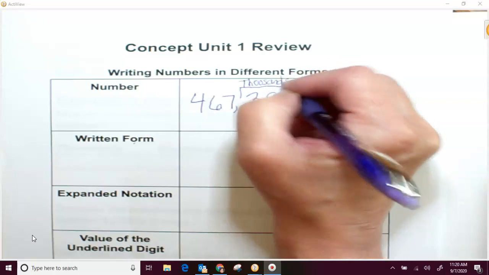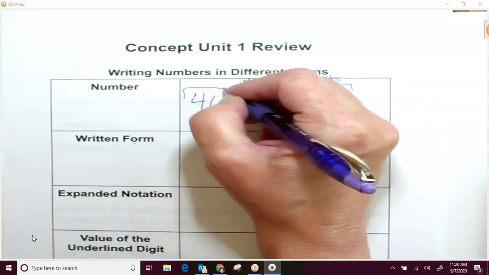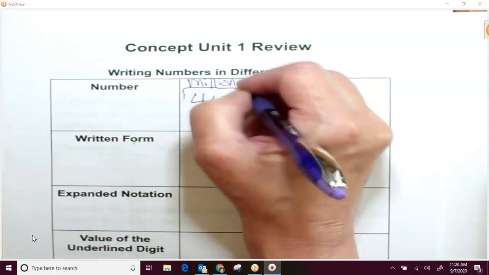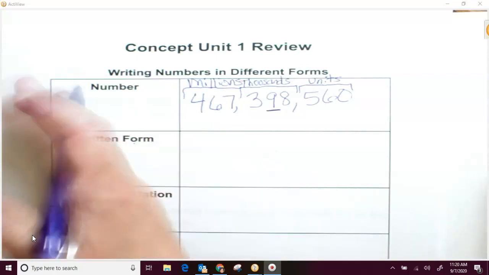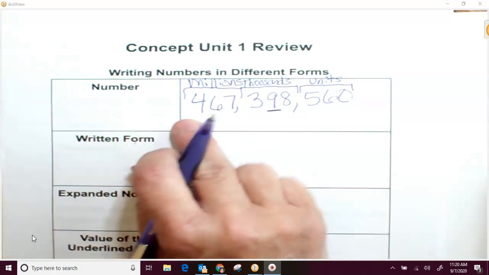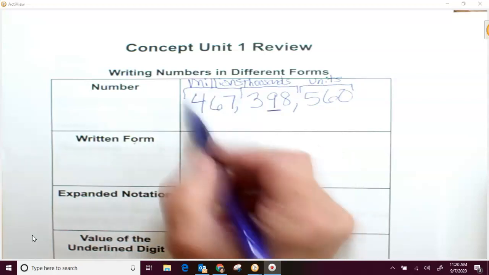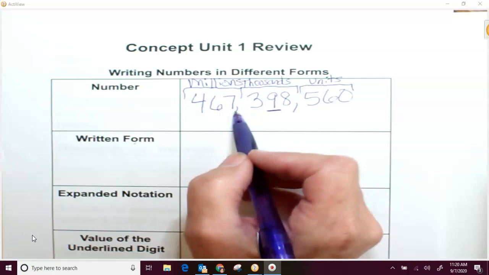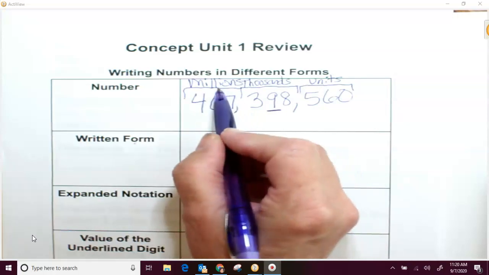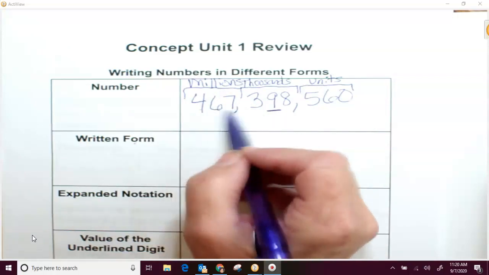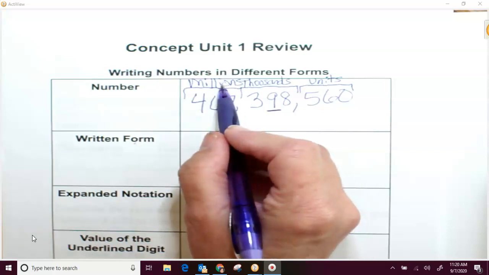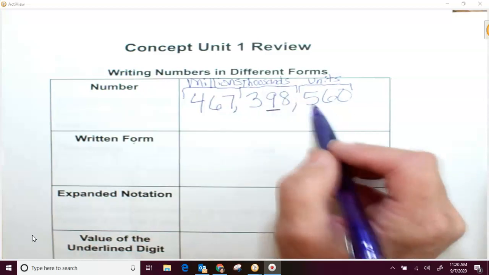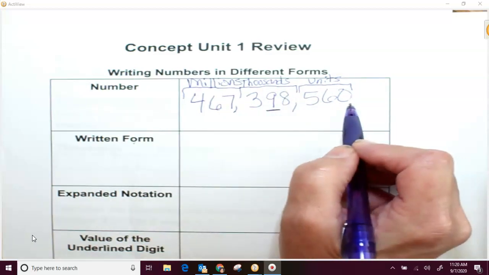And you don't have to put this, this is just me. Well, you can if you want, because it helps me to remember where I'm at. Okay. So, we read our numbers starting from the left-hand side, and we read them in groups of the period that they're in, okay? And when you have the last digit in the period, then you say the name of the period. So 467,398,560. Okay, so that's my number.